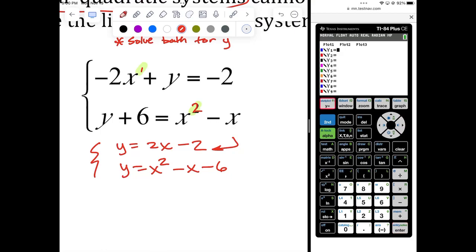Okay, so with a calculator, you can solve any system this way as long as you can solve them for y. You graph one of them in y1, so that's 2x minus 2. And then you graph the other one in y2, which is x squared minus x minus 6. And then you hit zoom 6. Zoom 6 is your standard viewing window. And you can see that there's 2 points of intersection. They occur in quadrants 1 and 3.